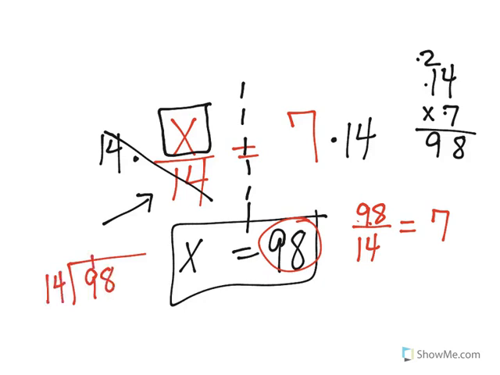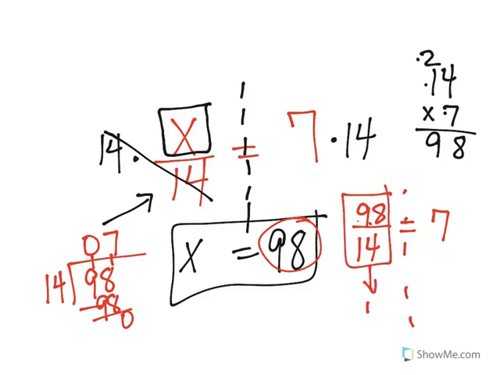Okay, 14 can go into 9, 0. 14 can go into 98, 7 times, so it's 7. So if I separate my room, 98 divided by 14 is 7, and on this side, I also have 7. And the equation is true. 7 is equal to 7.